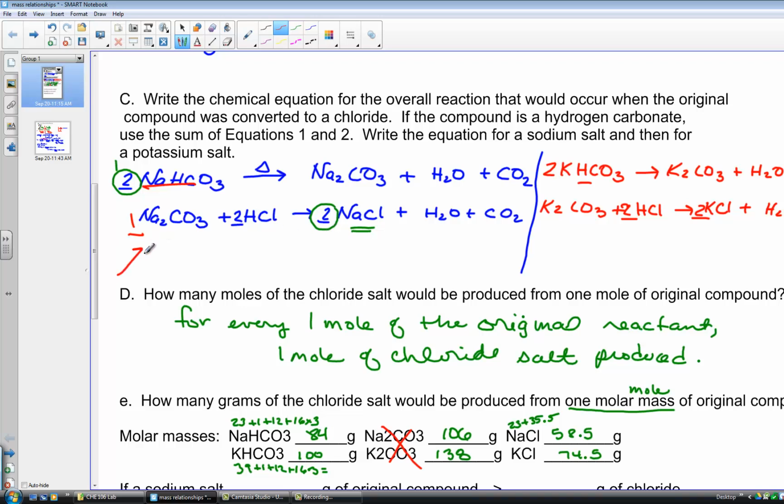So I just want to emphasize a real important point. If your unknown was indeed a carbonate, you have a 1 to 2 stoichiometric ratio. For every 1 mole of the original reactant, you produce 2 moles of the chloride salt. If you're starting like this particular example with a bicarbonate, you have a direct relationship. For every 2 makes 2, 1 would make 1. But if you're starting with a carbonate directly, you'd have a 1 to 2 ratio.